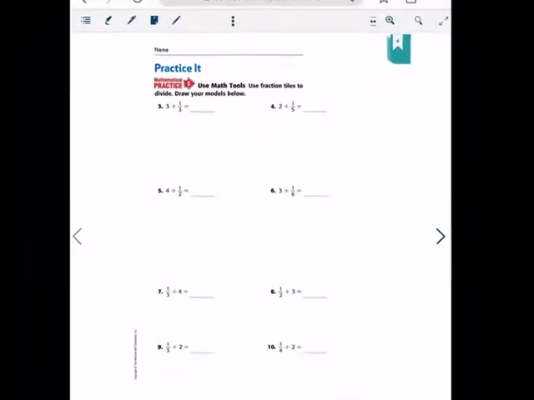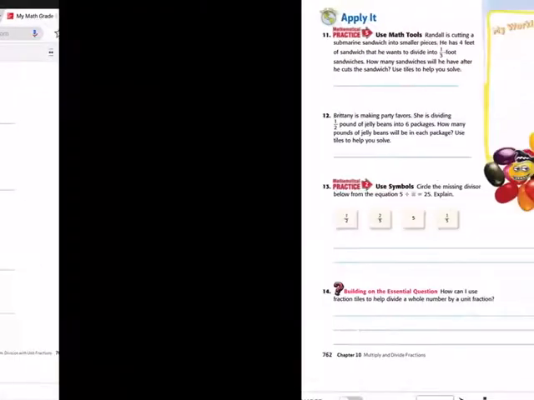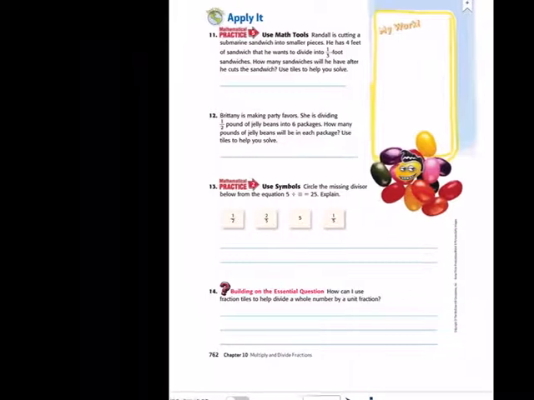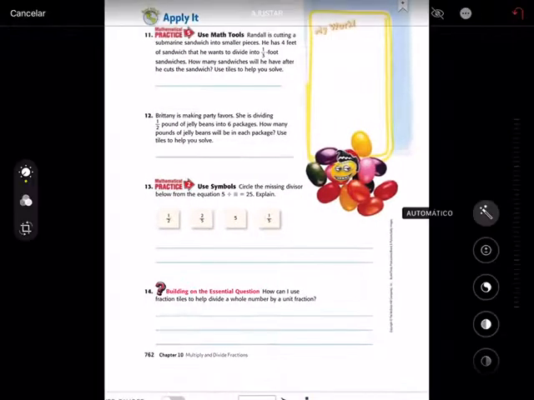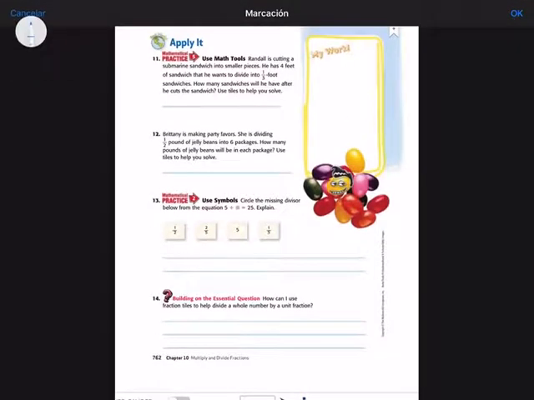We go to practice it. You know that practice it is like independent practice. You answer this one by yourself and this one too. You can ignore the number 13 and number 15, okay? The most important thing is for you to answer the other ones. I don't want to saturate you with so many things, okay, kids?